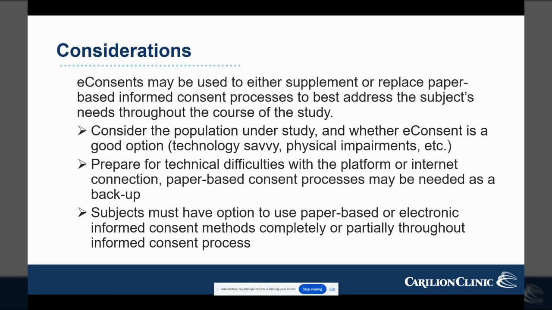Before implementing e-consent in your study, there are several crucial factors to consider. First, think about your study population. Are they comfortable with technology? Do they have physical impairments that might affect their ability to use electronic devices? Second, always have a backup plan. Technical difficulties can occur, so keep paper-based consent forms ready as an alternative. Finally, and most importantly, subjects must always have the choice between paper-based and electronic consent methods throughout the entire process.